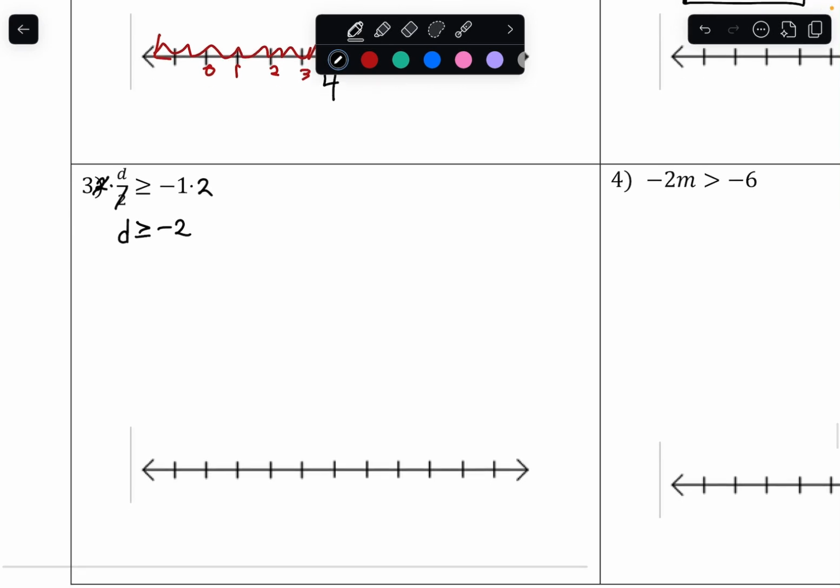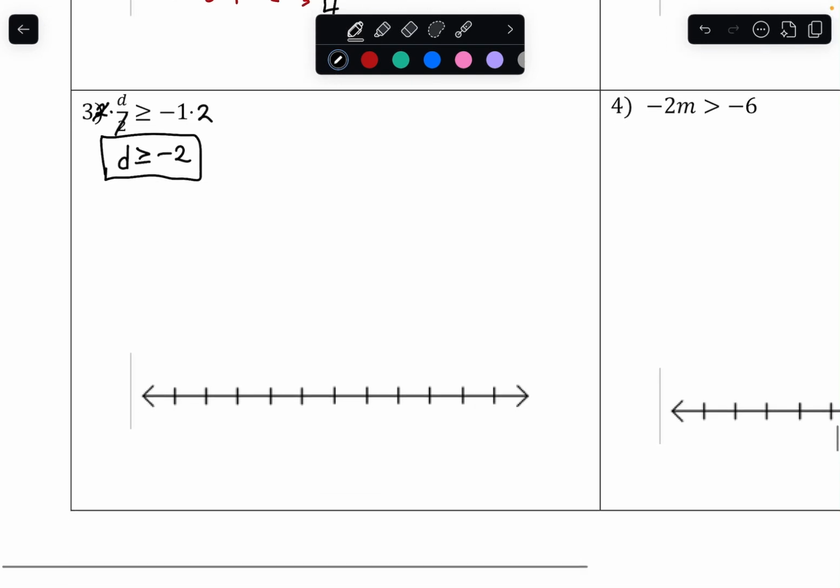That negative was already there, so don't go crazy and start flipping the inequality every time you see a negative. It's only when you are multiplying or dividing by a negative. And so I have d is greater than or equal to negative 2.